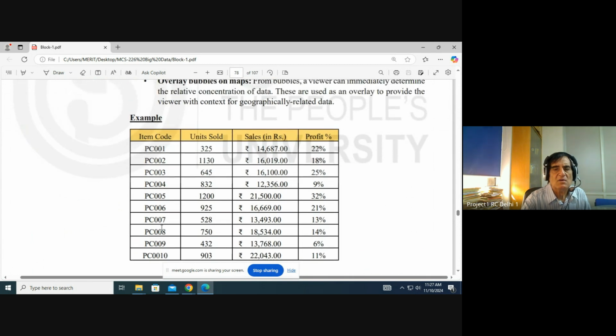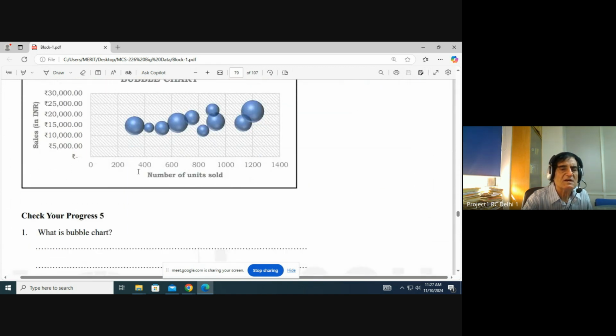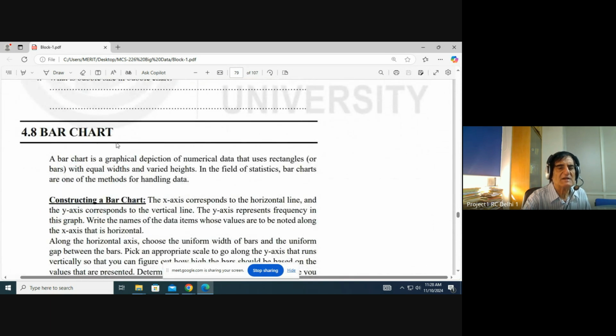Look at this. PC 001, units sold 325, profit is 20%, 002, 1130, 18%. So the sale in rupees and all these are covered here. So this is the number of units sold, sales in rupees, and the bubble shows how much quantity has been sold. So that's what. Then bar chart.